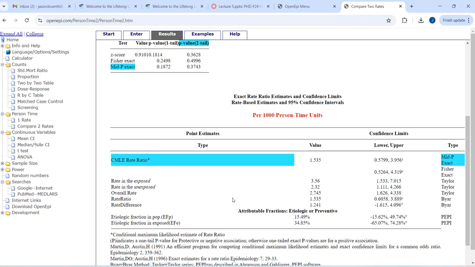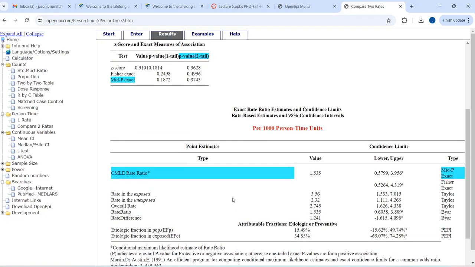Now, what is the rate ratio? The rate ratio is 1.535, and here's our 95% confidence interval. So the difference between groups, the rate ratio was 1.5 per 1,000 person time units. But it wasn't significant, so it doesn't matter. But if it was significant, I might say that the starters were 1.5 times more likely to get hurt, or the rate was 1.5 times greater than the non-starters.